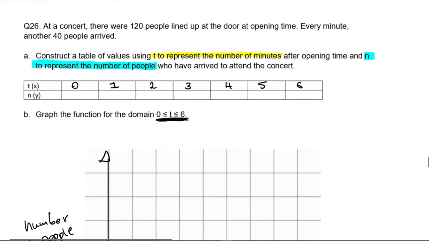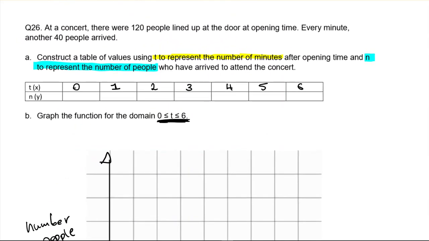So I'm going to go back to my table of values. I know at opening time there were 120 people. What happens after that is every minute 40 people arrive. So it's going to go from 120 to 160. 160 plus 40 is another 200. 200, add another 40, add another 40, add another 40 until we get to 360.